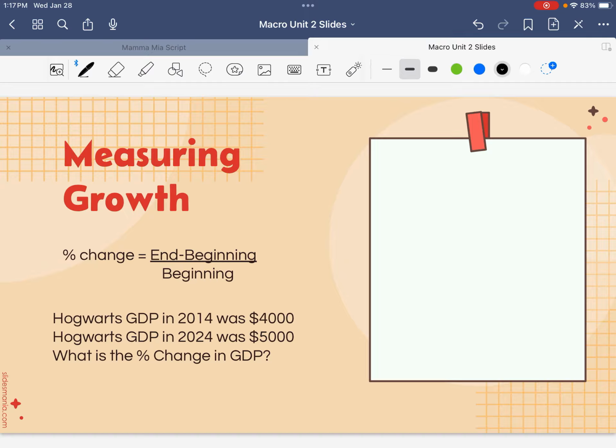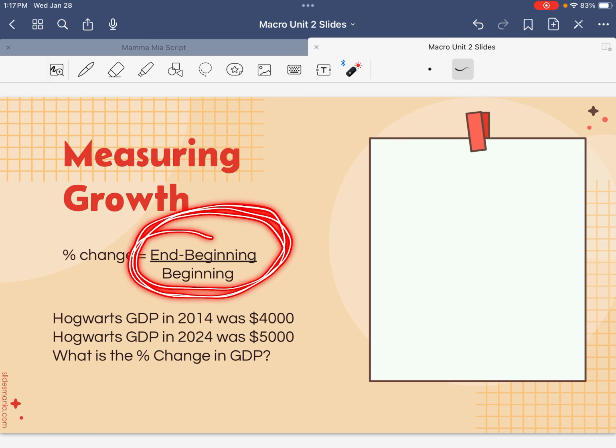So here's the first example. If I wanted to measure growth of GDP, we calculated gross domestic product for one year and then the next year or years later, and we wanted to compare them. Was there growth or was there shrinkage? That's this formula. And the formula is end minus beginning divided by beginning.